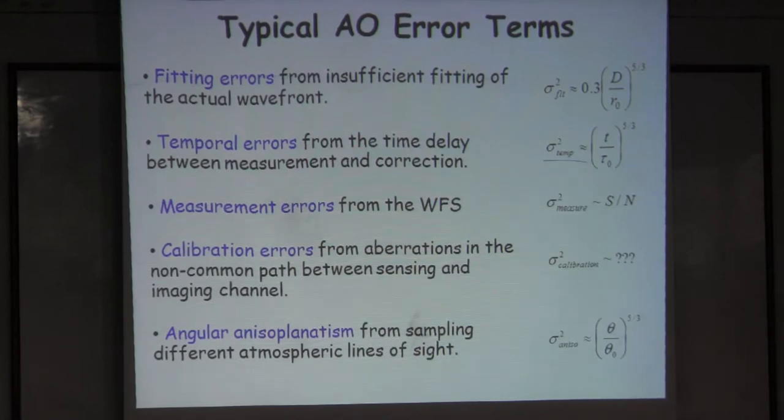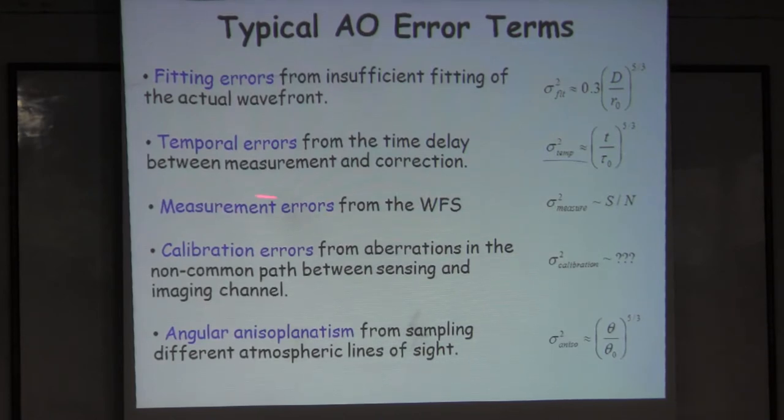Then we have, of course, temporal errors. We measure the turbulence, but by the time we apply the correction, some time has passed. We have to be very quick, but we have to do a lot of computations for a complex system, so we may not be quick enough. By the time we apply the correction for the wavefront, the atmosphere has already changed, and we're applying the wrong correction. So these are the temporal errors.